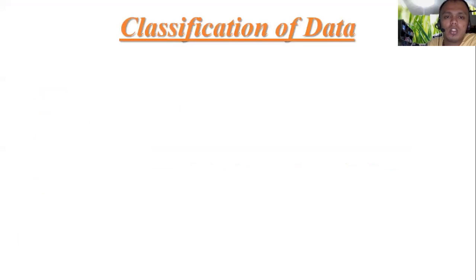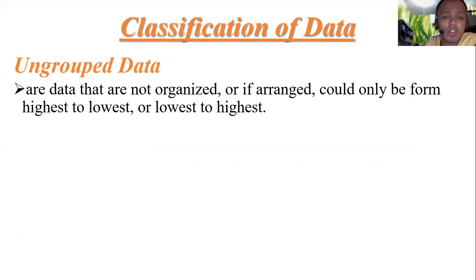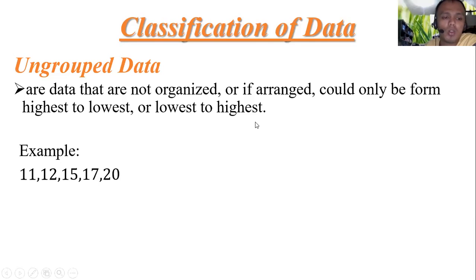Okay, so we have a classification of data. Una yung tinatawag na ungrouped data. No? These are data that are not organized or if arranged could only be from highest to lowest or from lowest to highest arrangement. So, kumbaga ang ungrouped data, kakaunti lang to, mga ilan lang to, no? Mga data to na hindi organized, kung i-arrange naman, ito lang yung arrangement niya, highest to lowest or lowest to highest. Example here, now we have 11, 12, 15, 17, 20.